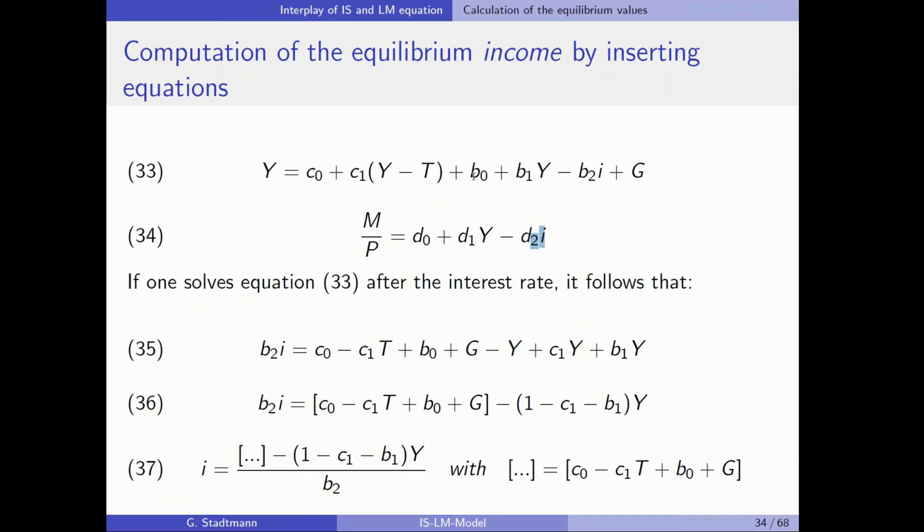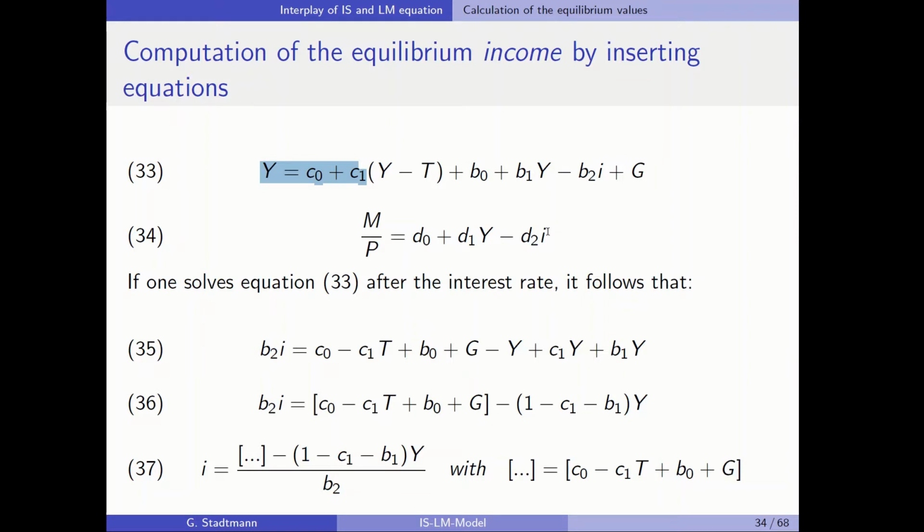So there is an interdependency between both markets. Shocks which occur at the goods market also have an impact on the money market, and shocks which occur at the money market have an impact on the goods market. Hence, when we want to compute the equilibrium level of income, we have to combine both equations. We will do so by solving equation number 33 for the interest rate. So we are solving the relationship for i. Then we are inserting the relationship into the second equation, the money market equilibrium condition. And then we are solving for the GDP level.